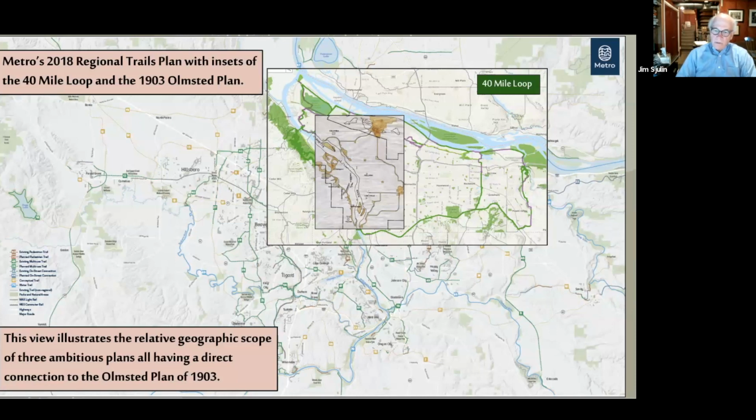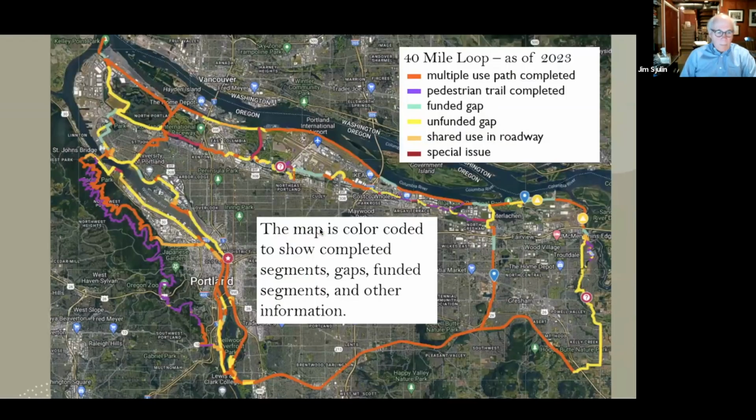And all of this goes directly back to that Olmsted plan of 1903. So we're very, very thankful that Olmsted came to Portland in 1903 and got us going in this whole business. The next slide shows, we're back to the 40-mile loop.